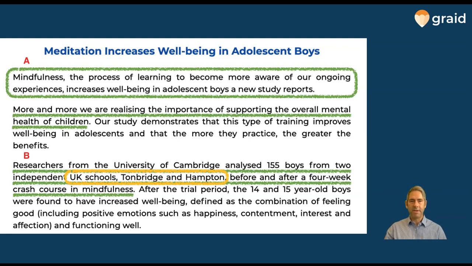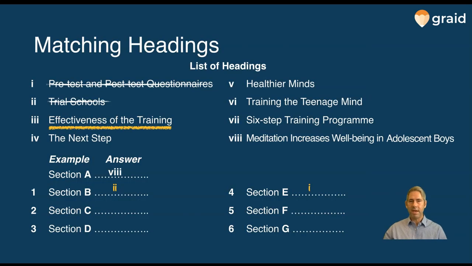Researchers from the University of Cambridge analysed 155 boys from two independent schools, Tonbridge and Hampton, before and after a 4-week crash course in mindfulness. So, to me, the trial schools were Tonbridge and Hampton. So I'm going to say that the best heading for section B is trial schools, number 2. Then I move on to heading 3, effectiveness of the training. I'm going to be scanning for anything related to training or effectiveness, and I realize that this may be worded in different ways.